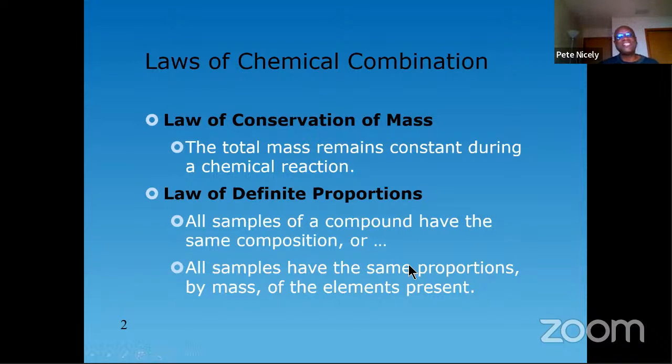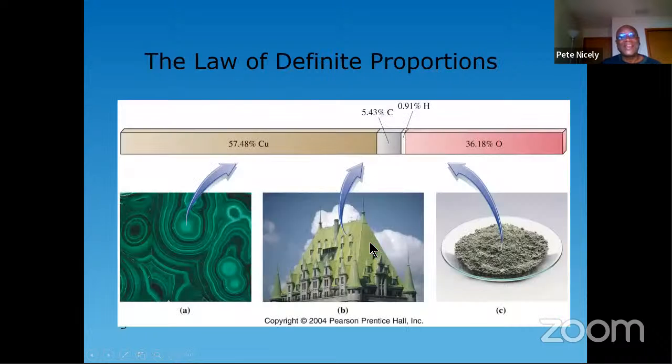So as you can see here, this is one way of wording this law. It says all samples of a compound have the same composition, or all samples of the same compound have the same proportions by mass of the elements present, all right? So that's called the law of definite proportions. So an example of this law is shown here. Now this compound, to be perfectly honest, I don't know what the compound is, but in any case, they gave you the composition right here.